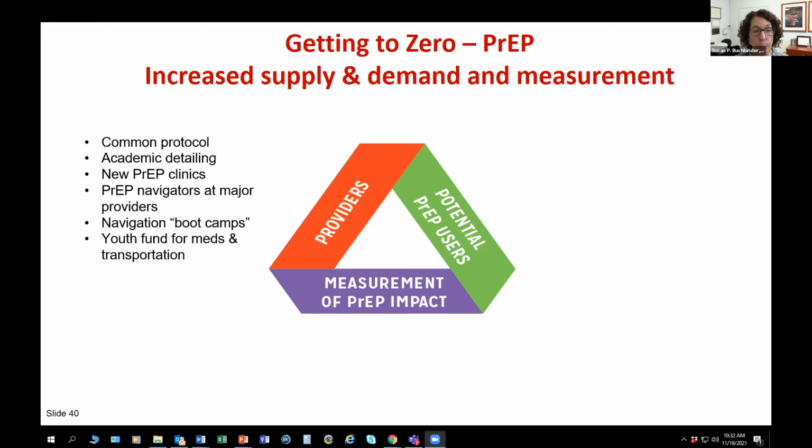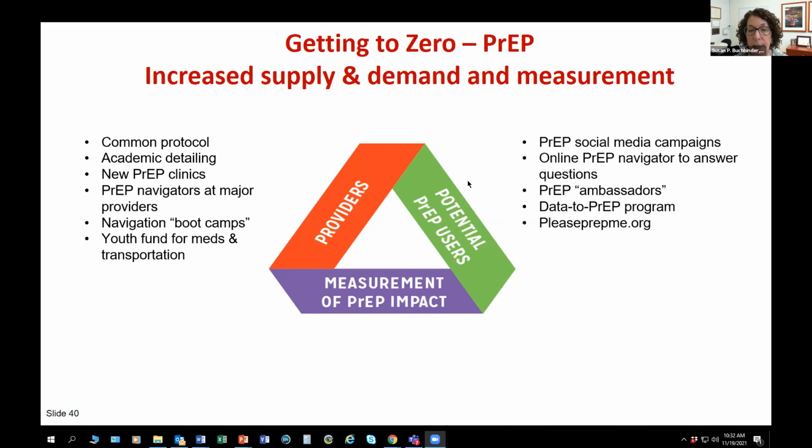We placed PrEP navigators at some of the major providers, and we created PrEP navigation boot camps that were designed to help people at clinics that didn't have PrEP navigators figure out how to navigate people to PrEP benefits. And then we created a youth fund for medications and transportation for youth who didn't want to use their parents' insurance. In terms of increasing demand, we had some PrEP social media campaigns.